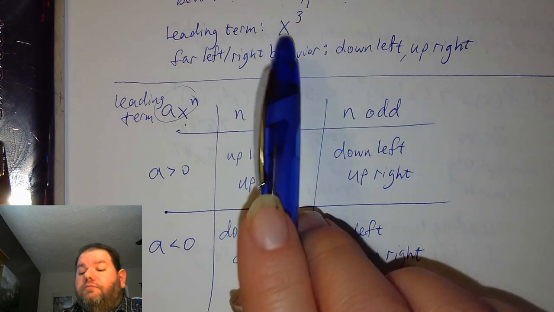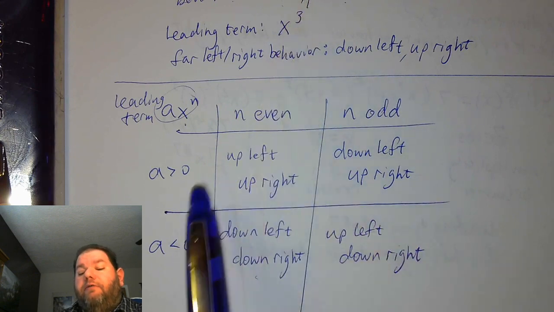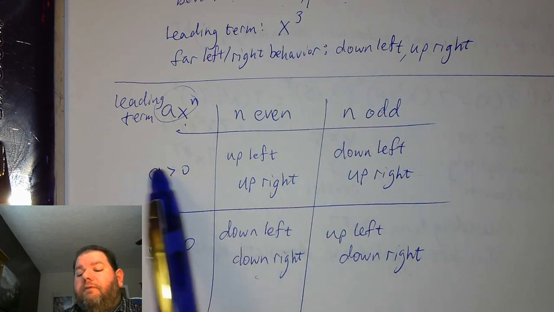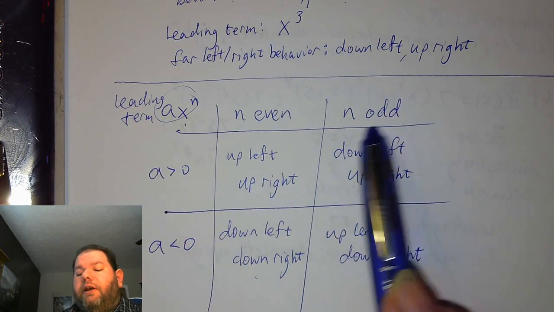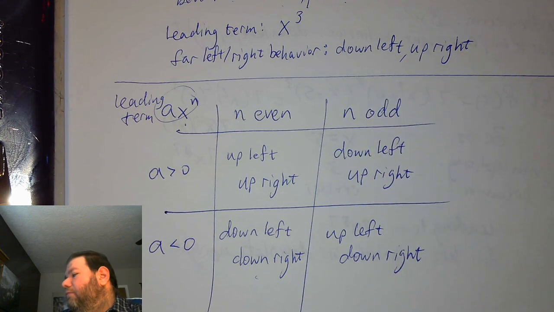So, in this case, we had a positive x cubed as our leading term. So, positive, that means we're on the first row. An odd exponent, so second column. So, first row, second column crosses right here. And that's why we said down left and up right. I will actually give you this as a part of your formula sheet, so you don't have to memorize it. But as we go through this, you'll probably want to keep it handy.